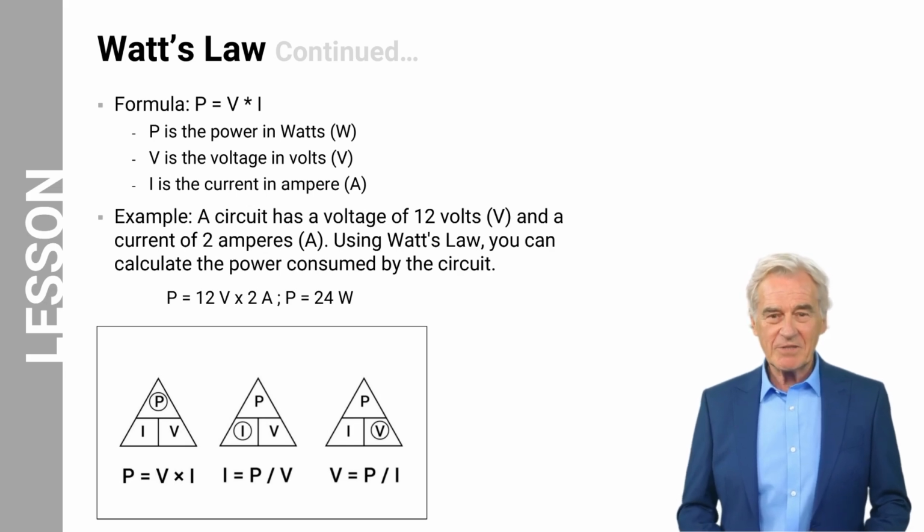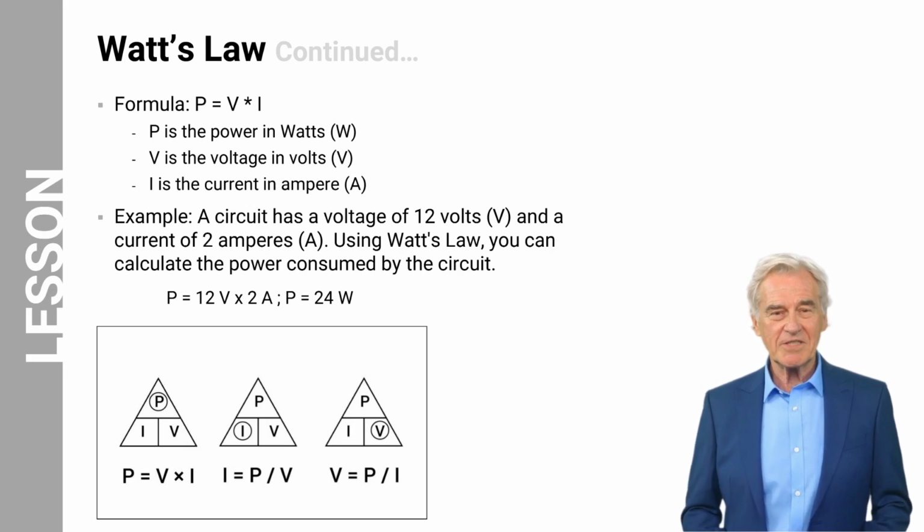Imagine that we have an electrical circuit that has a voltage of 12 volts and a current of 2 amperes. Using Watt's law, we can calculate the power consumed by the circuit by multiplying the voltage and current, resulting in a power consumption of 24 watts.